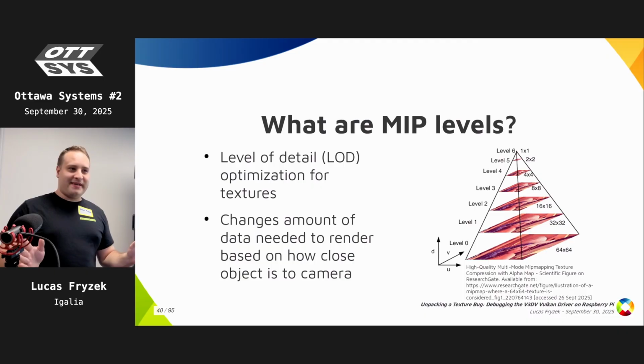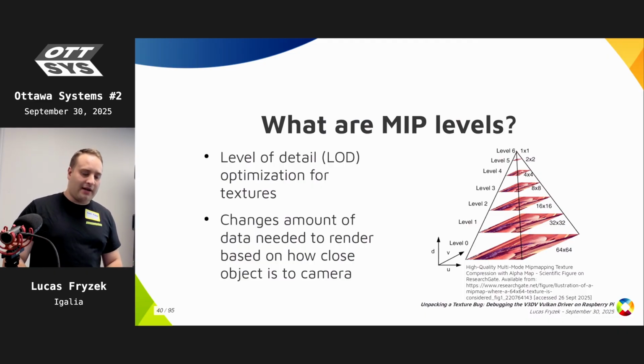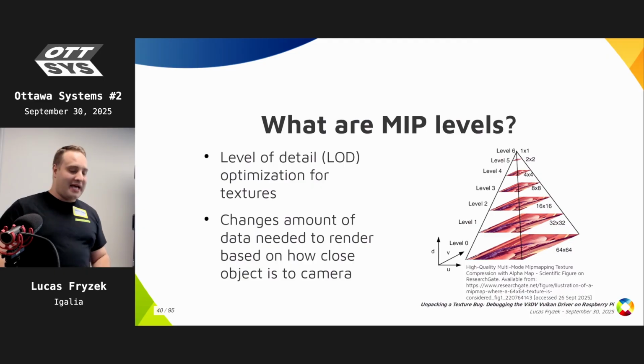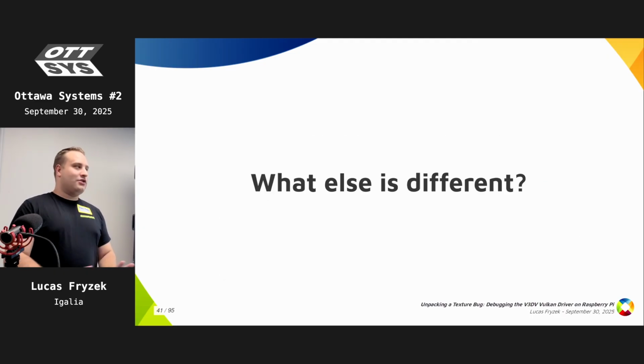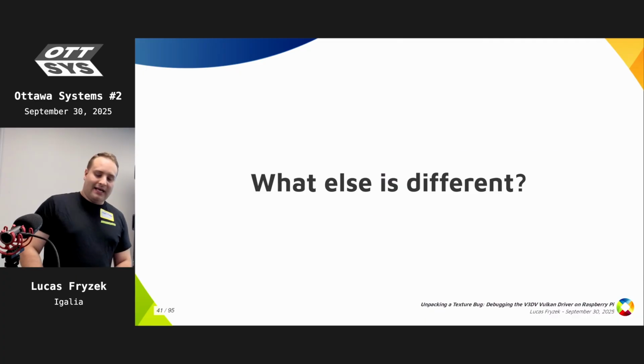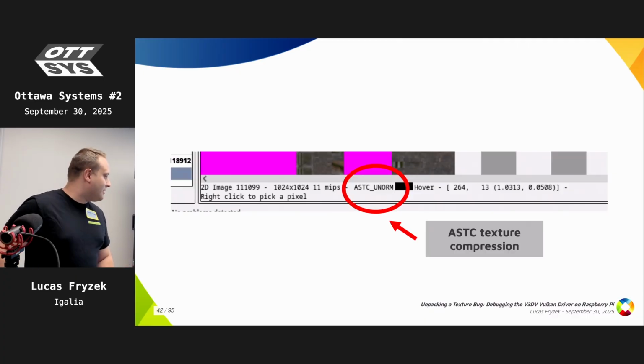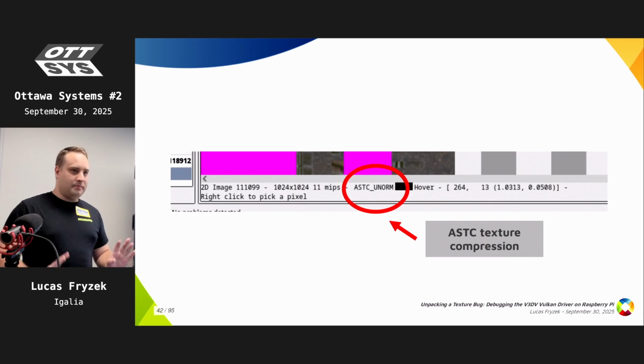But MIP mapping, very common technique. There's applications in Linux we've run that would definitely test out MIP mapping, so I don't suspect MIP mapping is the only problem in this application. So what else is different? In the RenderDoc capture, we can see that it's using an ASTC UNorm texture format.